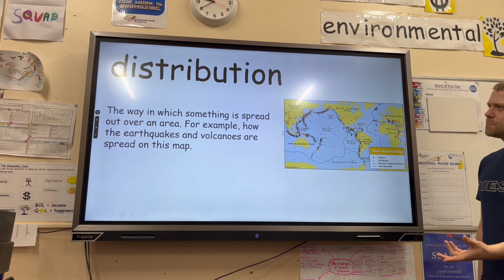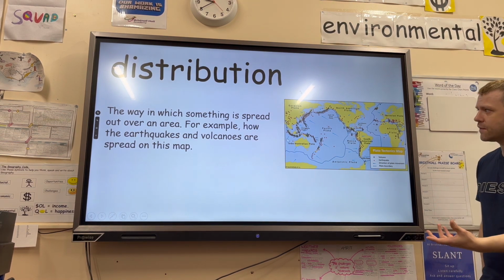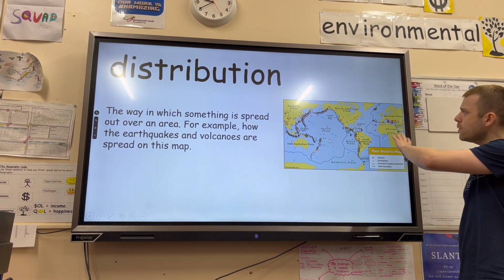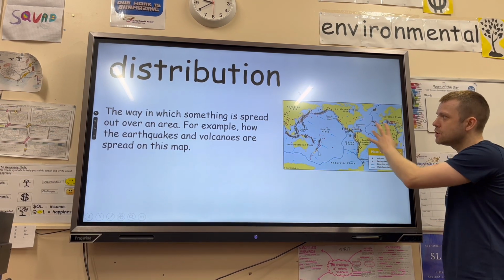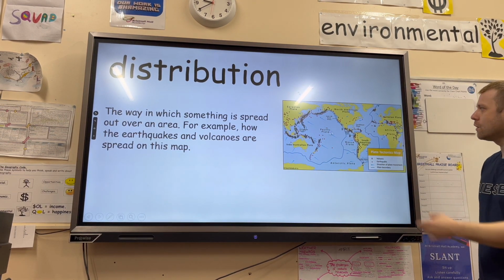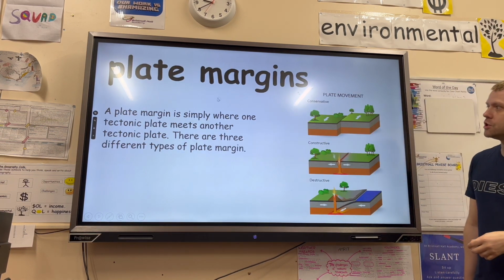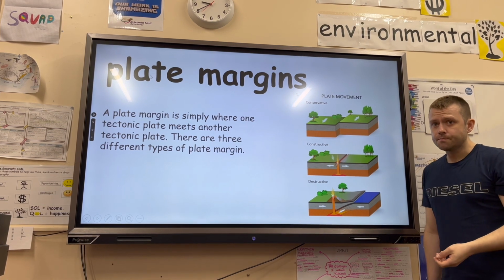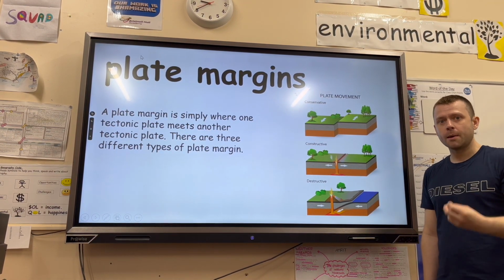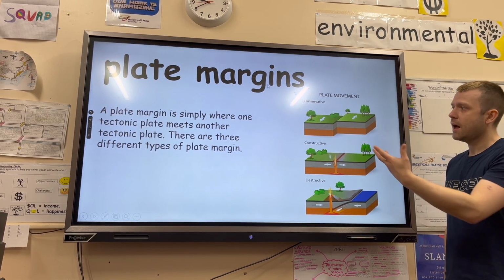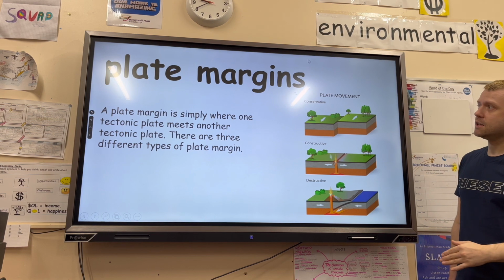Distribution, not a word specific to this topic. Distribution basically means spread, how things are spread out. And on this map we can see the way volcanoes and earthquakes are distributed or spread across the world, taking note that generally they are found on plate margins. Plate margin. A margin is just where two things meet. We're talking about tectonic plate margins, and this is basically where the Earth's crust meets each other.